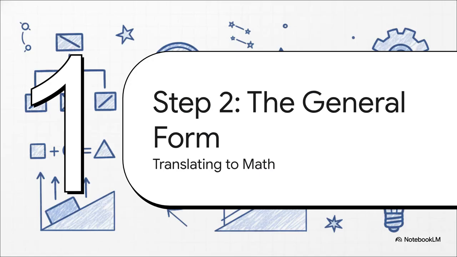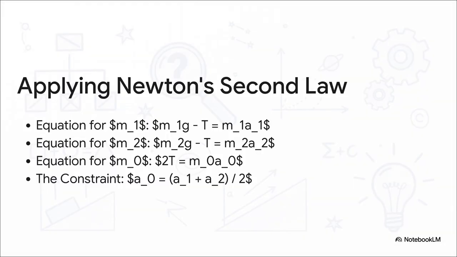Okay, great. Now that we have a solid physical picture in our heads, we can move on to step 2. It's time to translate everything we figured out into the language of math. We're going to build those equations in their general form, just like Irodov told us to. So let's apply Newton's second law, good old F equals ma, to each of our bodies. For M1, the net force is gravity pulling down minus the tension pulling up. So M1g minus T equals M1a1. The equation for M2 is going to look exactly the same, just with a subscript of 2. Now for the wedge, the only horizontal force is that double tension, 2T, and that equals M0a0.